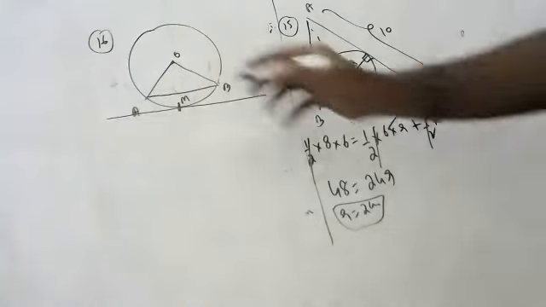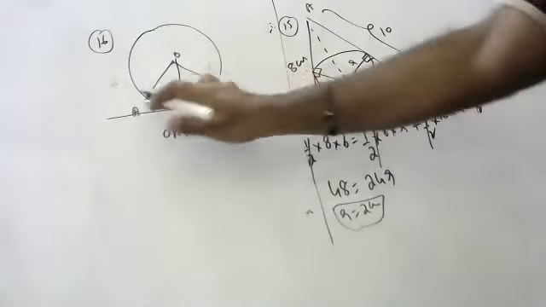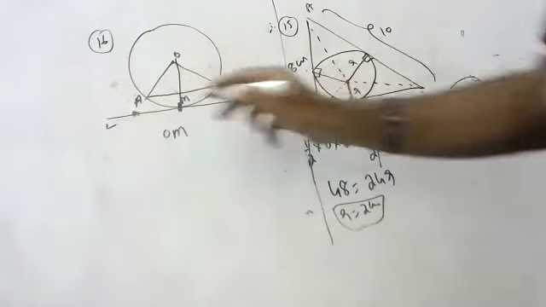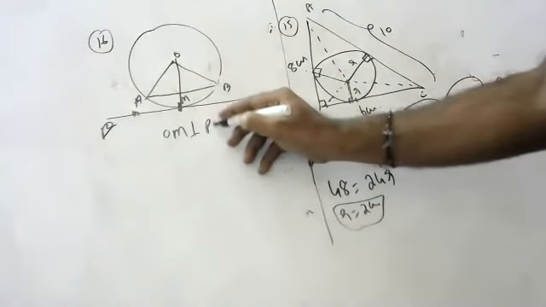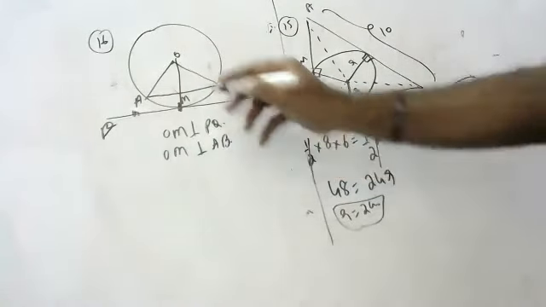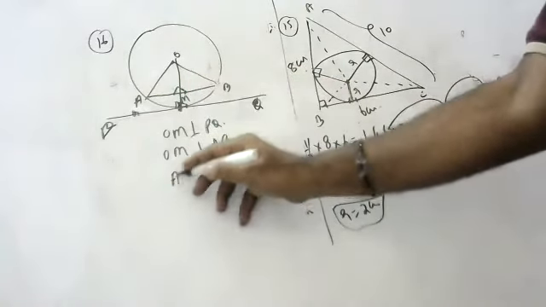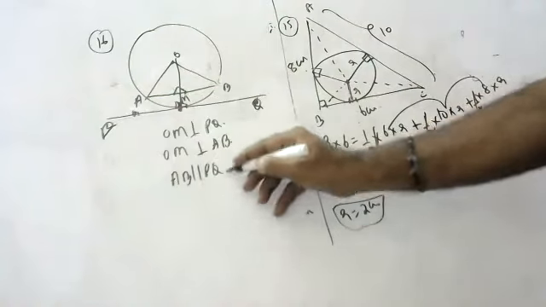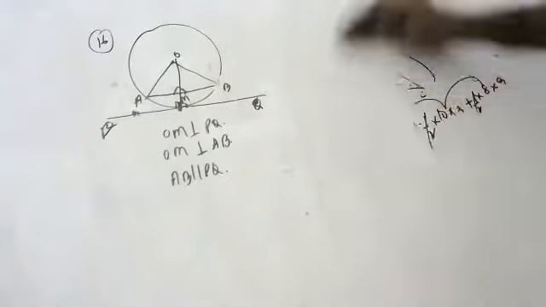We already know, children, OM is perpendicular to PQ. So OM is perpendicular to AB also, because if this is 90, this is also 90. So this is 90, this is 90, means AB is parallel to PQ. Over, simple question. That's it. If this is given, you should not feel nervous, children.